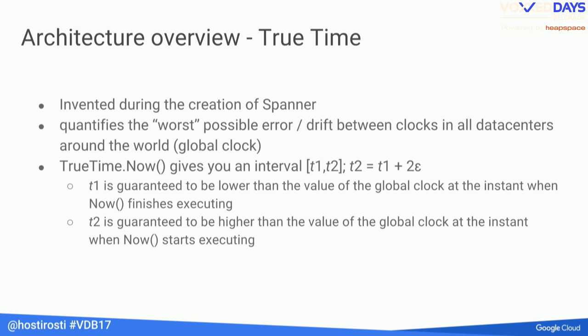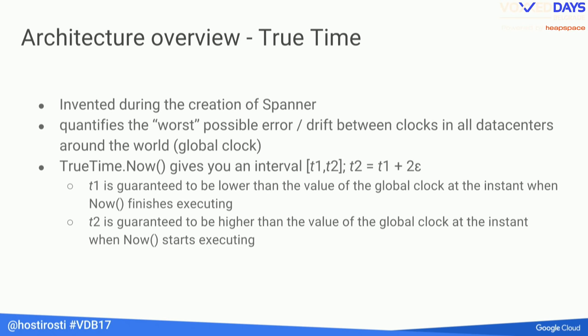With true time, you don't get a single timestamp. You actually get an interval, and that interval describes something really cool. The lower bound is a timestamp that has passed all over the world. And the upper bound is a timestamp that has passed nowhere in the world. And you can trust these. So with this semantic, you can make sure that there are never, ever two Paxos groups responsible for the same split. And by that, we can ensure that we have global consistency.